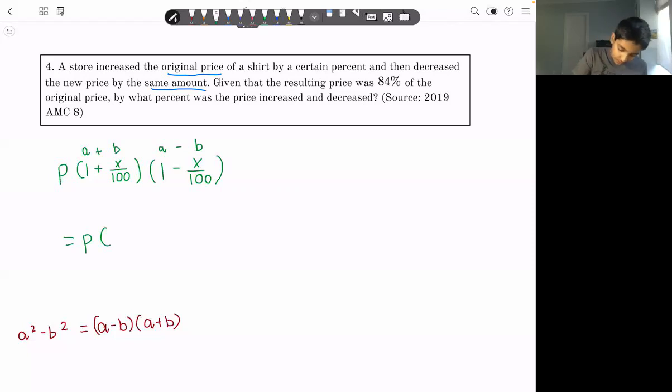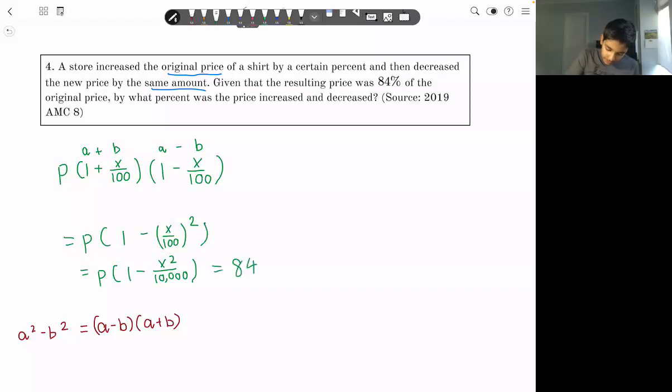And that we can get that this is going to be 1 squared, or 1, minus x over 100 squared. And we can simplify this. We get p times 1 minus x squared over 10,000. So now we're given that this is going to be equal to 84% p. So that means we have that 1 minus x squared over 10,000 is equal to 84%. And this means that we have x squared over 10,000 is equal to 1 minus 84%, or 16%, which is just 16 over 100.